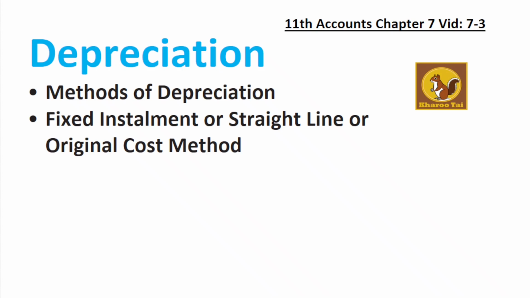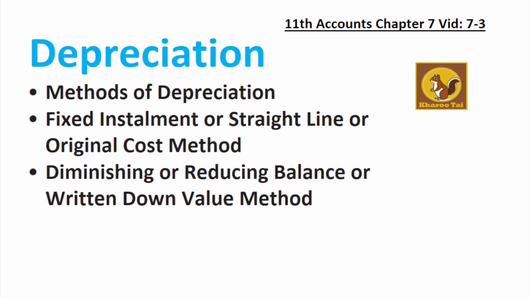In this video, we are going to see the methods of depreciation. Two methods we are going to discuss in detail: the fixed installment method, which is also called the straight line method or original cost method. The other one is the diminishing balance method, which is also called the reducing balance method or written down value method. And at the end, we are going to see the difference between these two methods, that is straight line method and written down value method.